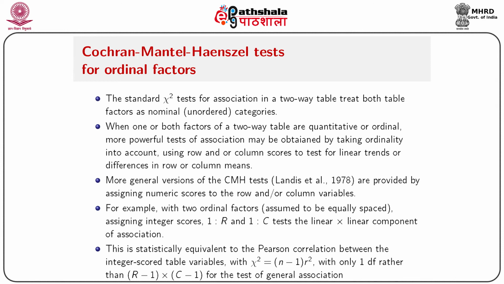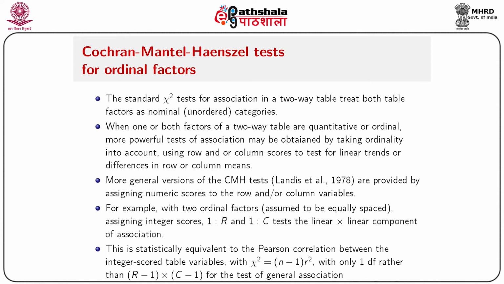The Cochran-Mantel-Haenszel test for ordinal data. The standard chi-square test for association in a two-way table treats both table factors as nominal or unordered categories. When one or both factors of a two-way table are quantitative or ordinal, a more powerful test of association may be obtained by taking ordinality into account, using row and column scores to test for linear trend or differences in row or column means.